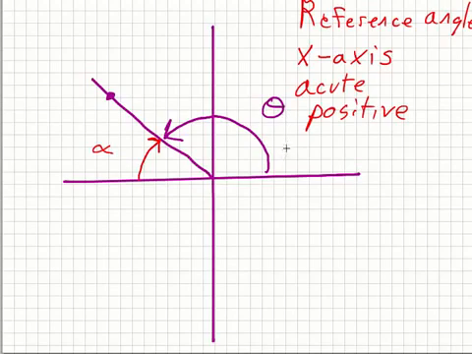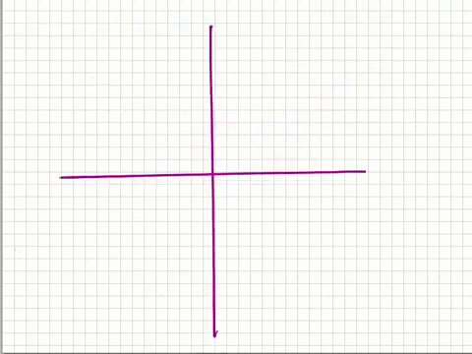In this case, theta is 135 degrees. So our reference angle is going to be 180 degrees minus 135, which gives us this angle right here. 180 minus 135 is going to give me 45 degrees.